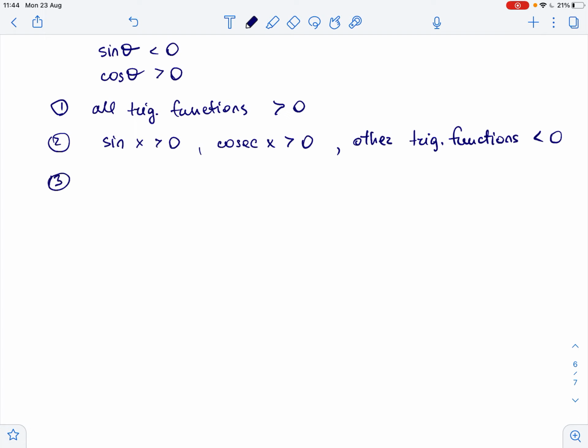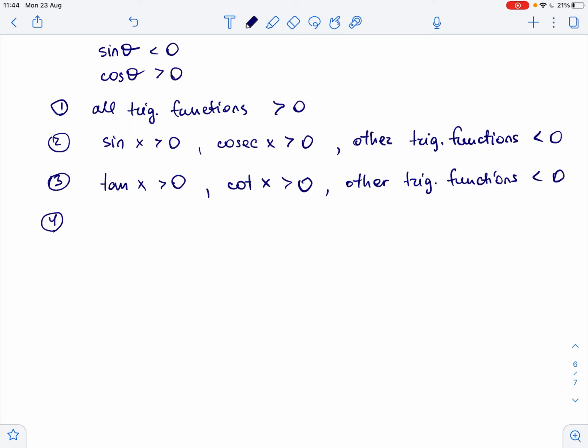Let's look at the third quadrant. In the third quadrant, tangent of x and cotangent of x are positive, so tangent of x is positive and cotangent of x is also positive. But all other trig functions are negative. Again, this doesn't work for us because we know that cosine of theta is positive, and in the third quadrant cosine of x is negative. So theta is not in the third quadrant too.